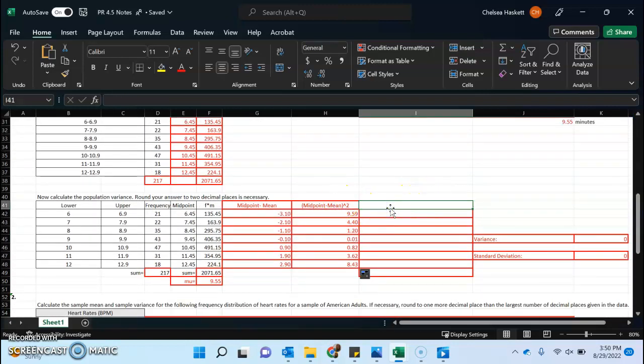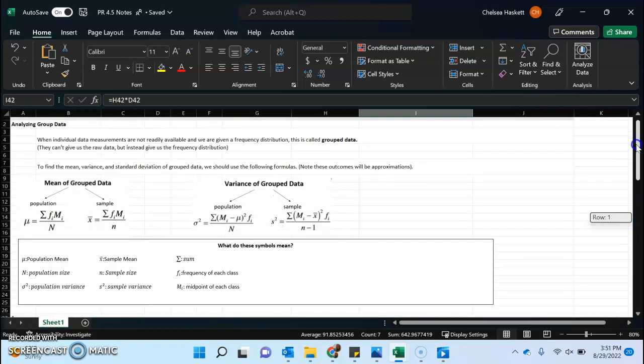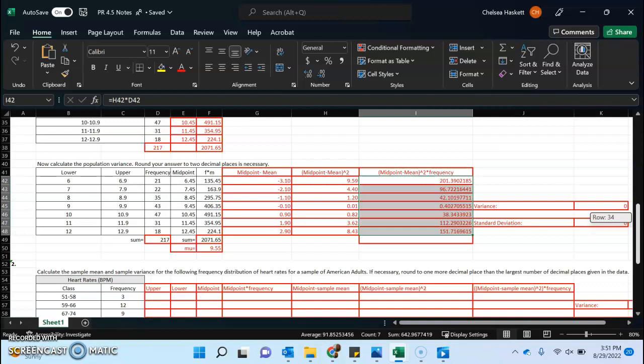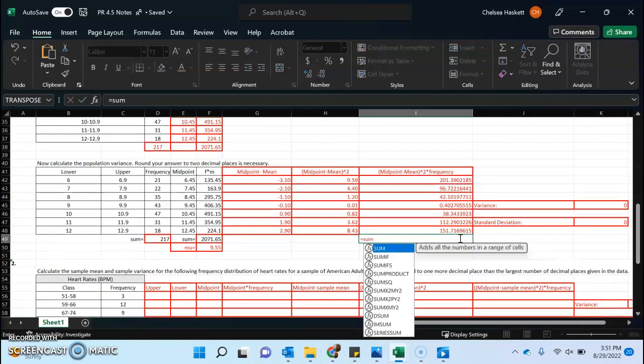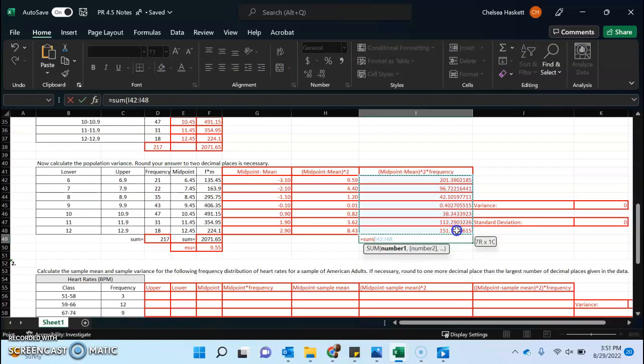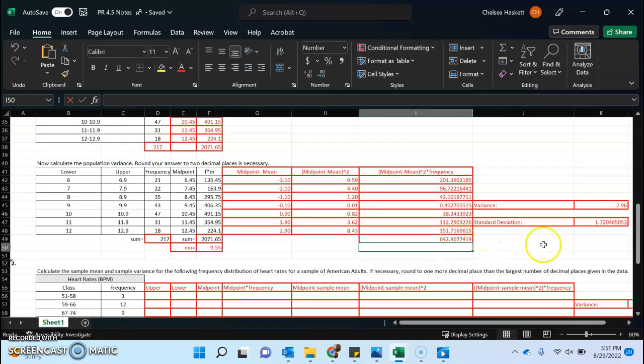So we're going to take midpoint minus your mean squared multiplied by the frequency. Okay, so this is the midpoint minus the mean multiplied by that frequency, which was 21 in this case. Okay, and then you're going to still drag it. Okay, coming back up here, we're going to now divide by, we're going to sum it, right? We're going to go ahead and sum this. Well, sum of all these, because that symbol that looks kind of like an E is the sum of all these.